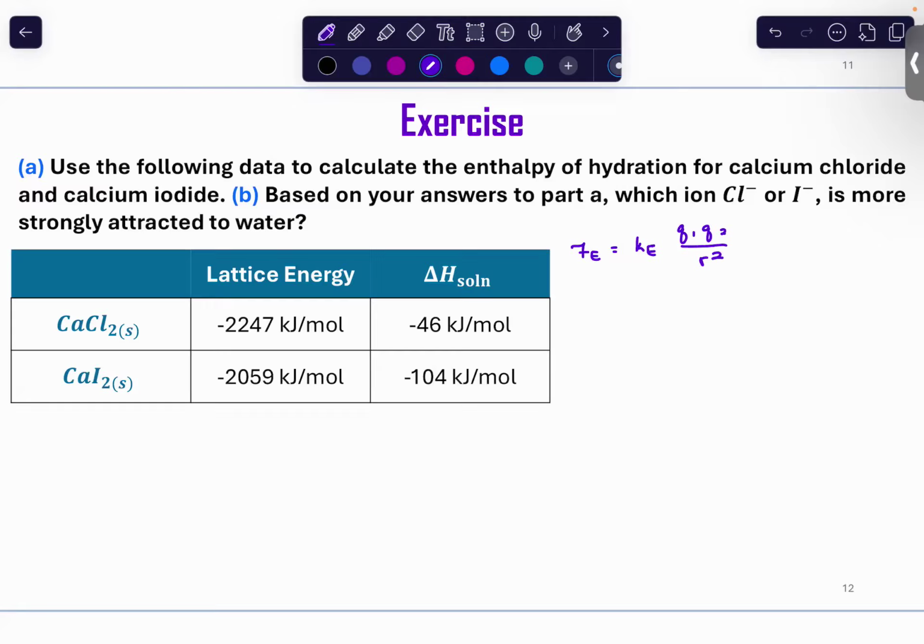And so what's governing this is ionic radius. So your calcium radius is going to be the same for both of them, but the iodide radius is larger than the chloride radius. So the R is greater, which is going to decrease the lattice energy. Space the charges further apart, you get a lower energy, a lower force of attraction.